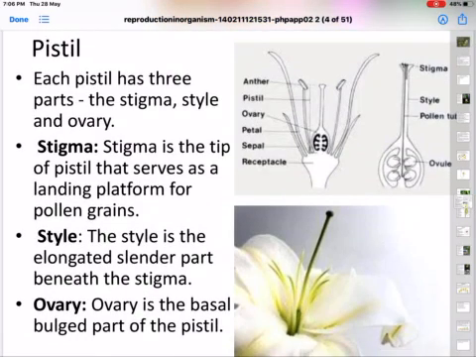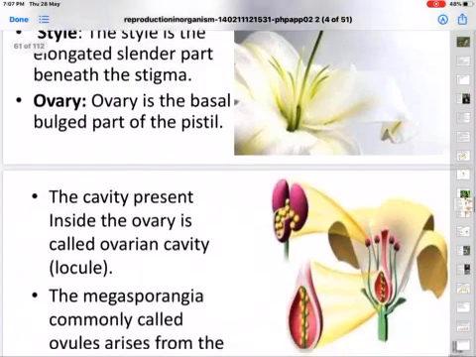Pistil has 3 parts, as you are able to see in this picture: stigma, style, and ovary. So you can see on the extreme one, stigma, style, and ovary. Stigma will have bifurcations, and style is a slender tube, and then of course the ovary will be like a broader, pot-shaped structure. Stigma is the tip of the pistil that serves as a landing platform for pollen grains, and style is the elongated slender part beneath the stigma that helps in making a path for the pollen grain to reach the ovule. And ovary is the basal bulged part of the pistil.